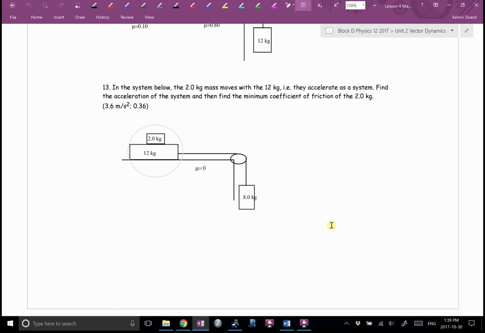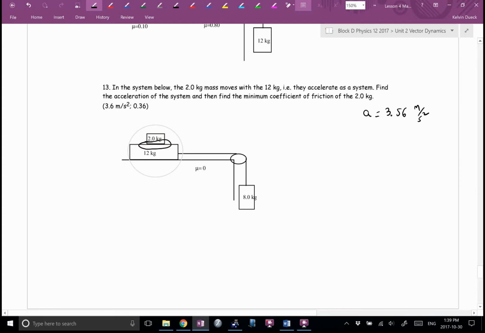This is a nice one. Did you get the acceleration part? Okay, you just let this be a big 14, and away you go. Okay, so we do know that this is accelerating at 3.6. I think it's 3.63 or something like that. 3.56, something? Okay. It wants me to find the coefficient of friction right there.